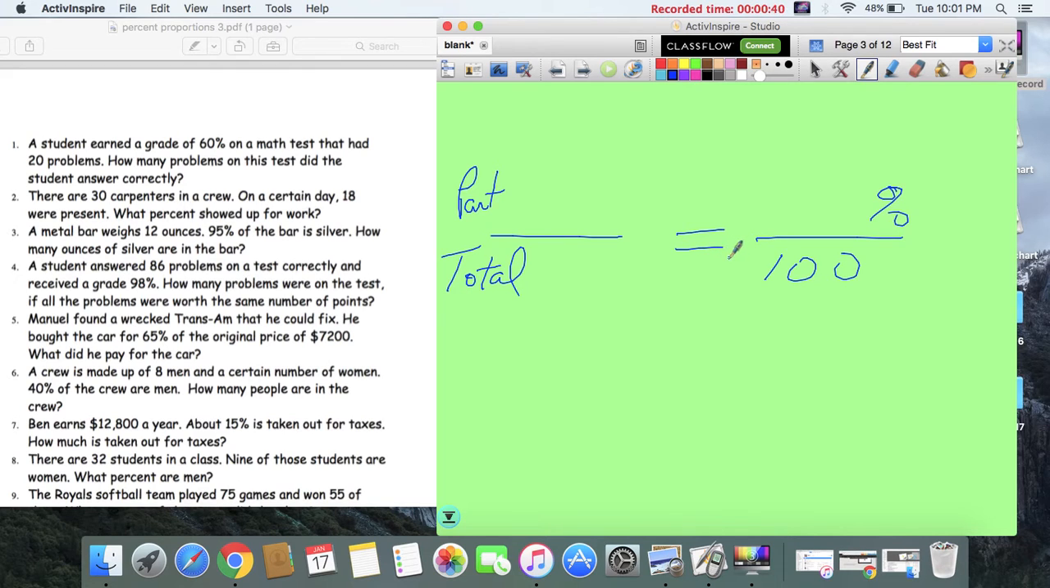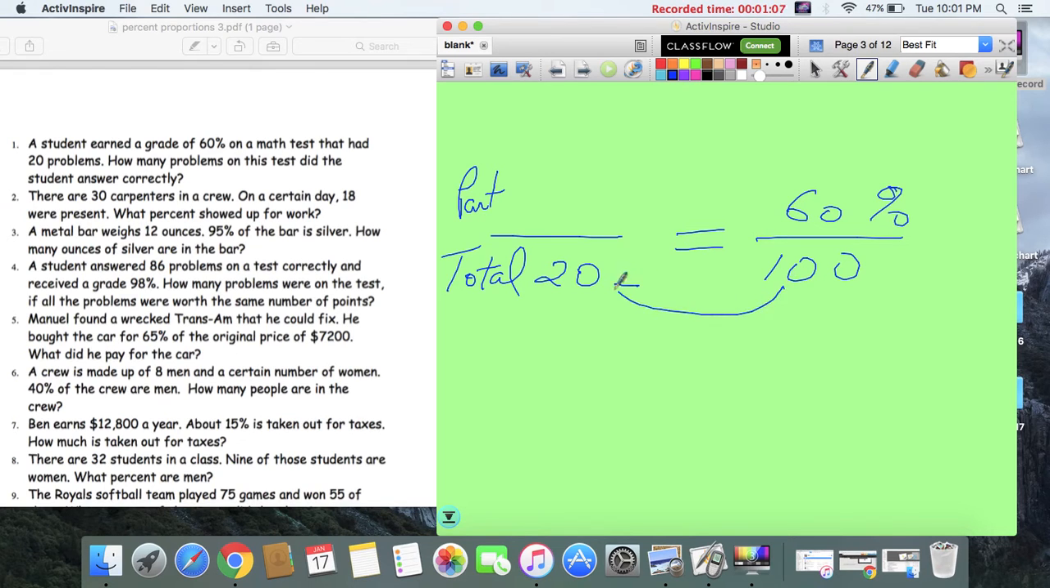A student earned a grade of 60% on a math test that had 20 problems. How many problems on this test did the student answer correctly? So he earned a 60%, and that 60% was on a test that had 20 problems. So 20 has to be the total. So if he got 60%, how many questions did he get correct? So that's what we're looking for. So this part that he got correct is what we want.